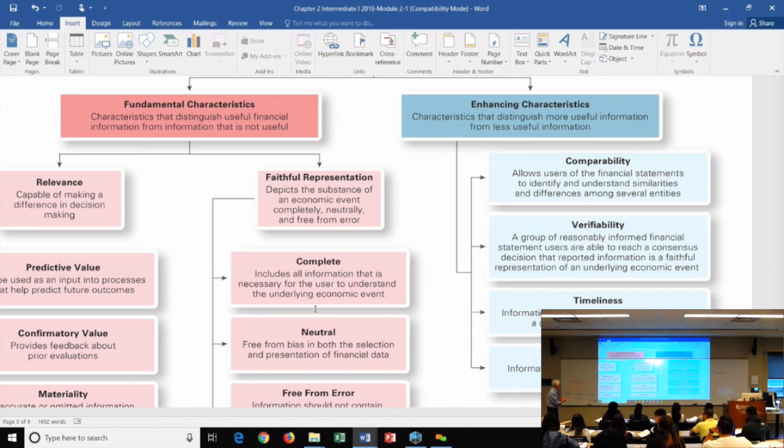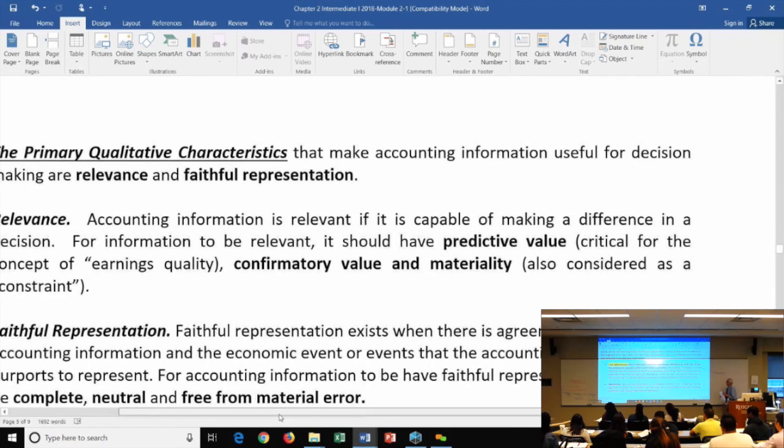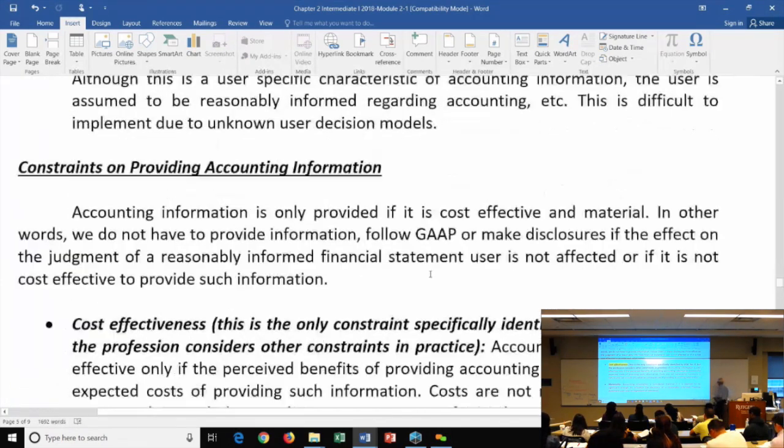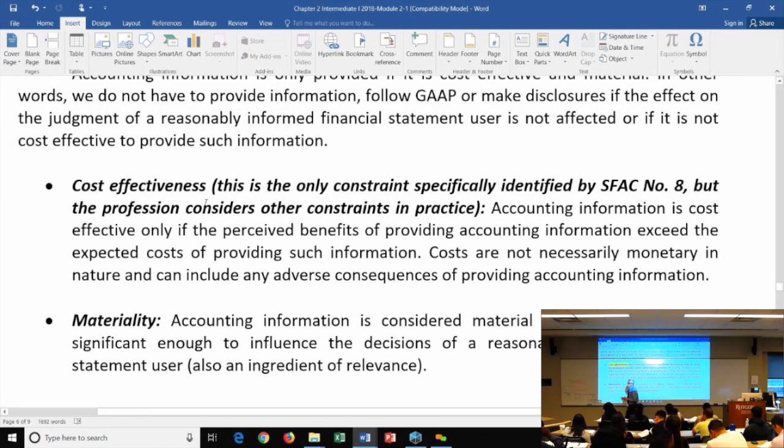Now we enhance it. We will take a look at some questions and show you how these have to be done. Now, the only thing we need to do is consider the possibility of constraints. And everything we just said here is all of the definitions that we just discussed. But the only constraint that's in the conceptual framework is cost effectiveness or cost benefit. So, in other words, we're not going to provide accounting information, or we're not going to follow GAAP unless the benefits exceed the costs. So when you talk about constraints, the only constraint that's formally stated in the conceptual framework is cost effectiveness. Now, it means that applying the standard, whatever it may be, the benefits have to exceed the cost.